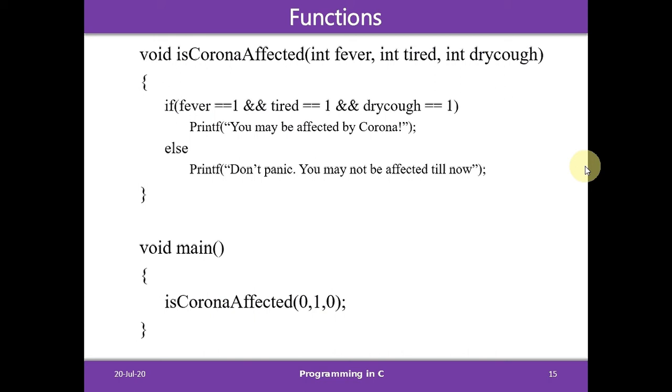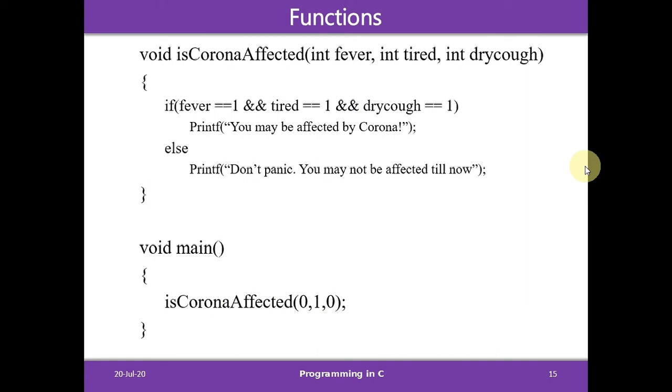If they are tired also, the ampersand specifies 'also'. So if they are having fever as 1, and they are having tired as 1, and they are having dry cough as 1, so the value of dry cough is 1, the value of tired is 1, the value of fever is 1. So all these are 1. These are just used as trigger or boolean values. Boolean is not part of the C language, but just for introduction I have given it here.